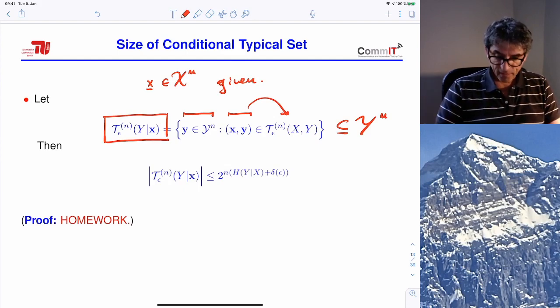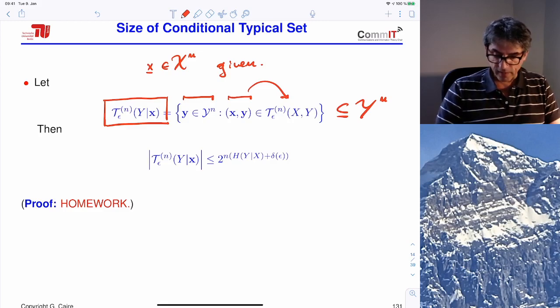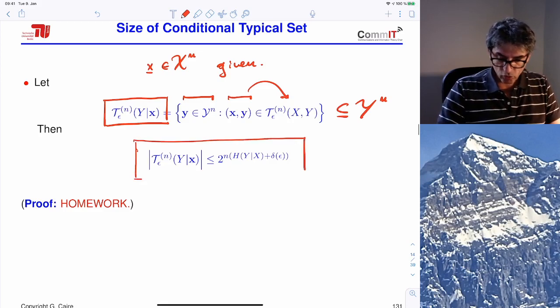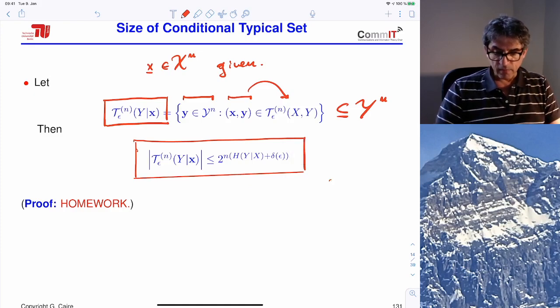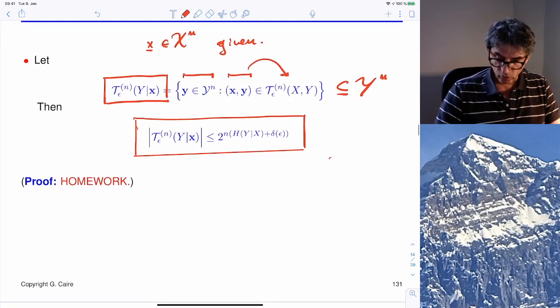Okay, and it turns out, the proof is completely symmetric to what we have seen before, that the size of this conditionally typical set is upper bounded by 2 to the n times the conditional entropy of y given x plus some delta. Okay, again, homework, do this.